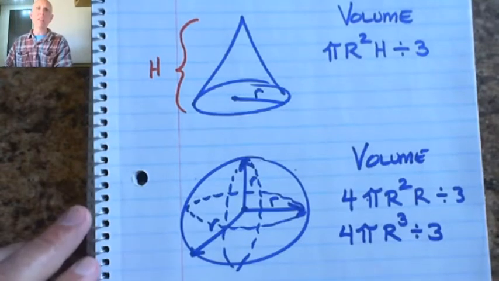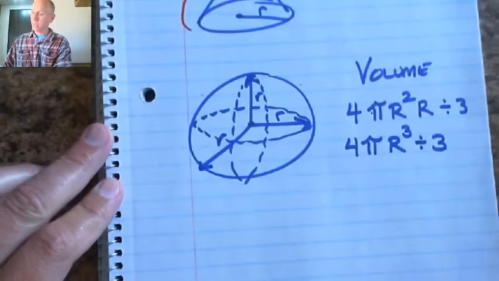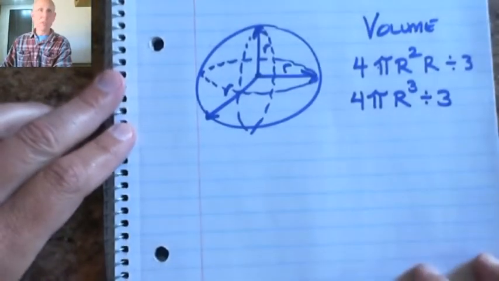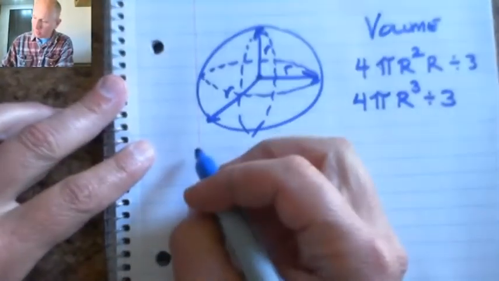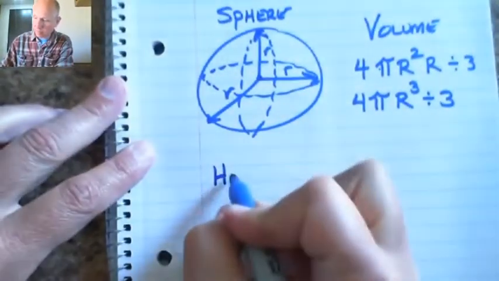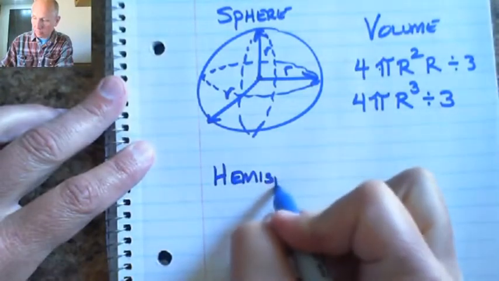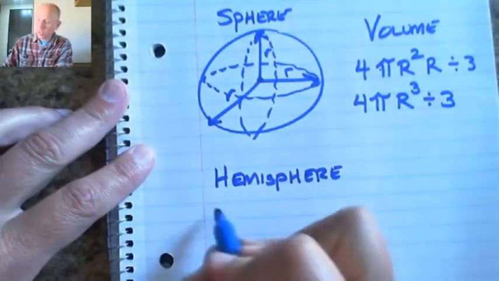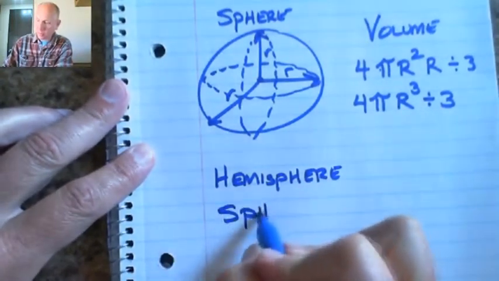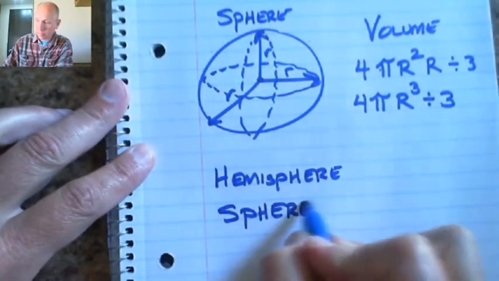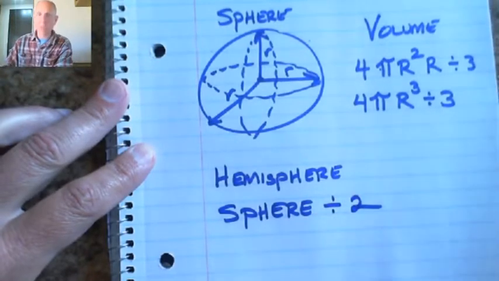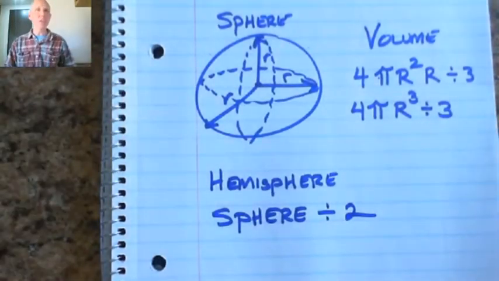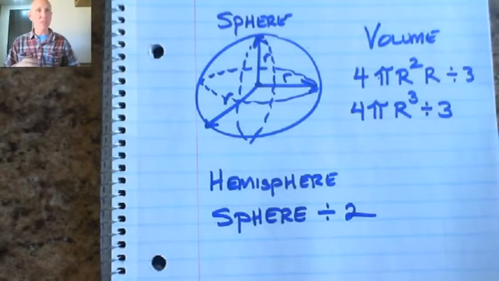And our final one is the hemisphere, which is just half of a sphere. A hemisphere is just the sphere divided by 2. I'm not going to give you a second equation for that. You just find the volume of the sphere and you divide it by 2.